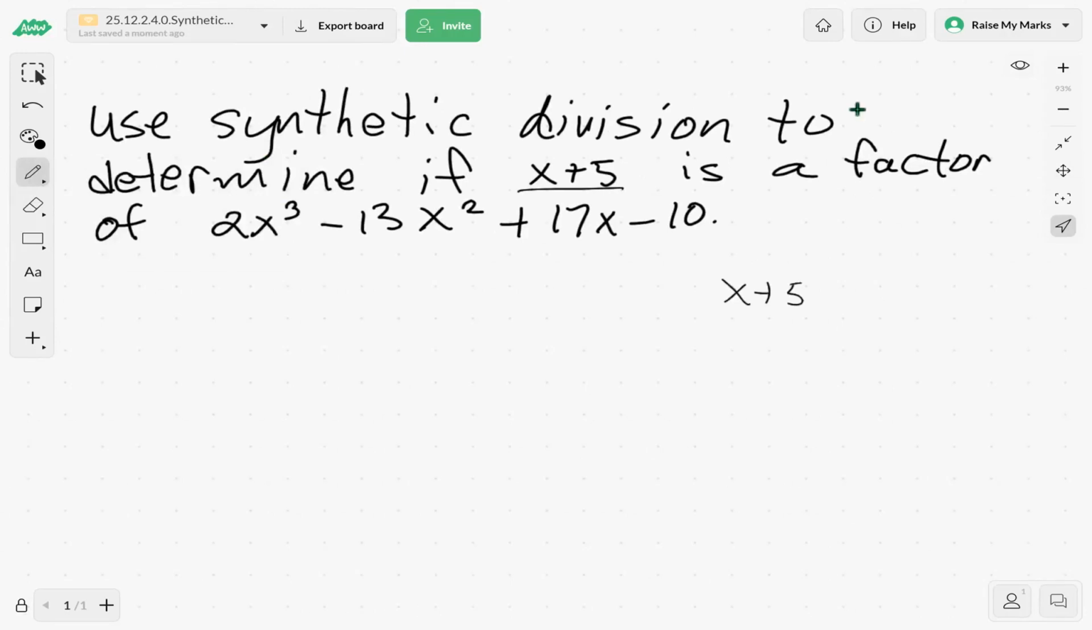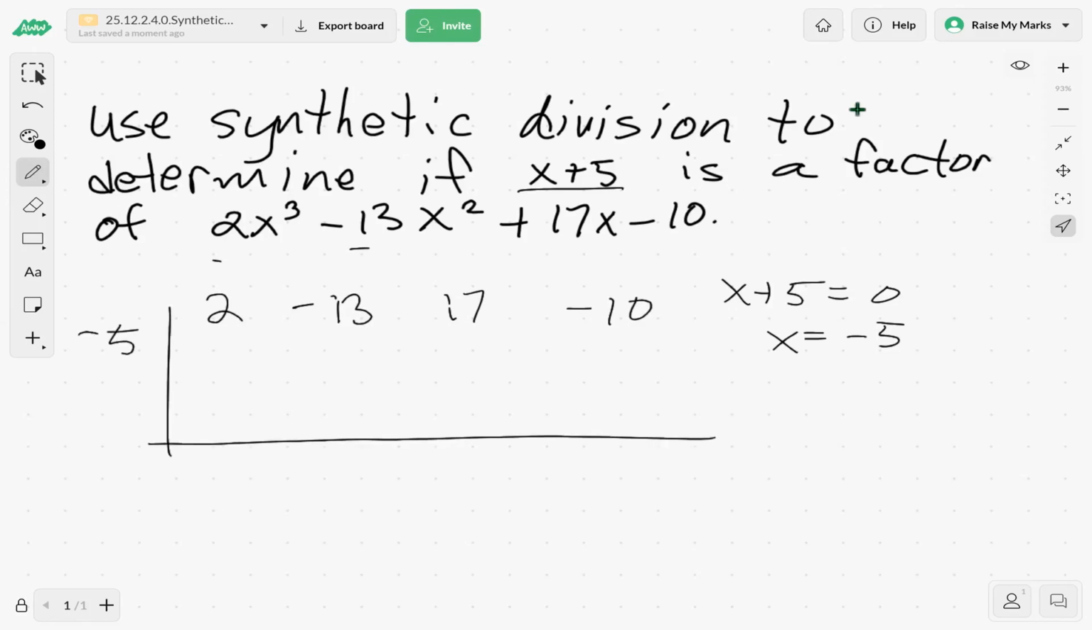First, x plus 5 equals 0. Our root is negative 5, so we're going to use that value. We're going to bring down the coefficients of our polynomial, so 2, negative 13, 17, and negative 10, over negative 5 over here, and let's begin. Okay, so we're going to bring our 2 down. So negative 5 times 2 is negative 10. We're going to bring that value up there. We're going to add. We get negative 23.